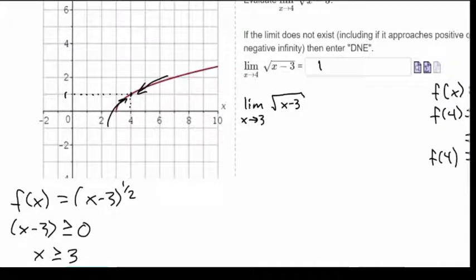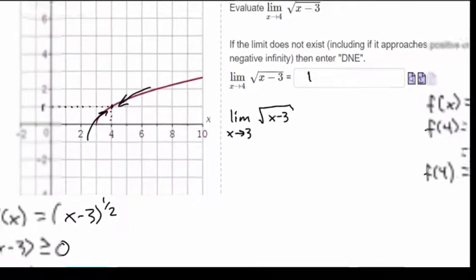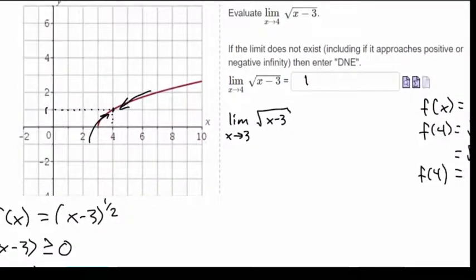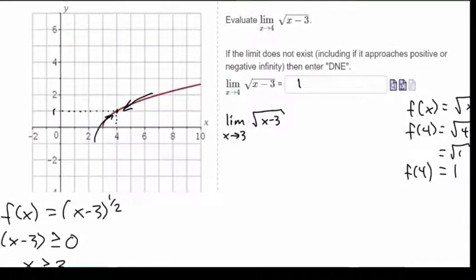Let's consider two different situations here. So we have our limit as x approaches 3, and we're going to start by approaching from the right and see what happens, and approaching from the left and see what happens. So the limit as x approaches 3, and we use a little plus sign to indicate approaching from the right.